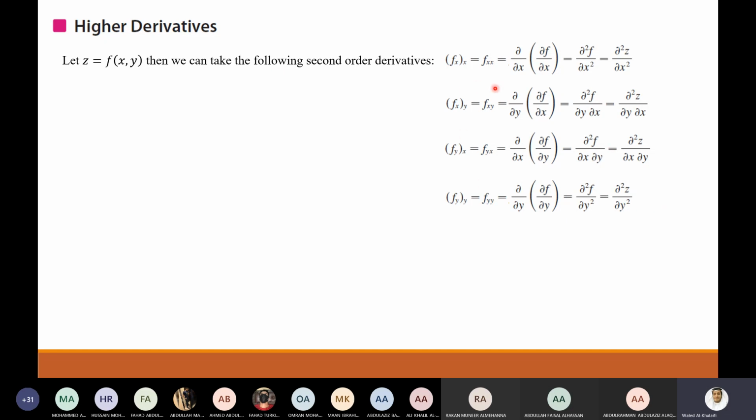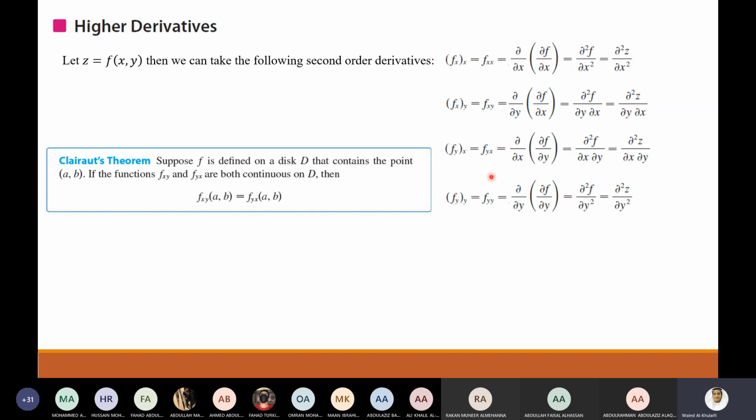So now if you see the second order derivative, we have many options. You can differentiate xx, xy, yx, yy. What about the third order? You can have a lot of options. You have fxxx, fxxy, fxyx, fyxx, and so on. You think of all the possibilities, and the fourth derivative, and so on.